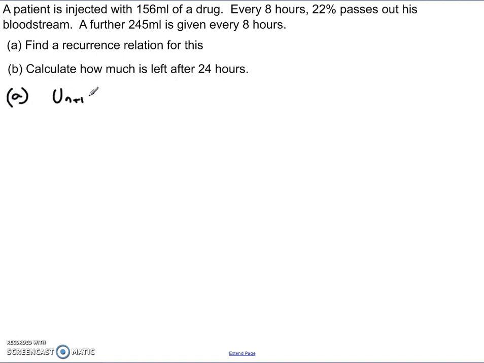So, for the first part, calculating the recurrence relation, remember our generic form is u(n+1) equals a u(n) plus b. Now this a here, the way to think about this is what percentage of u(n) I'm going to have. So what fraction of the previous amount am I going to bring into this calculation and work with? And this b here is anything additional that we put in.